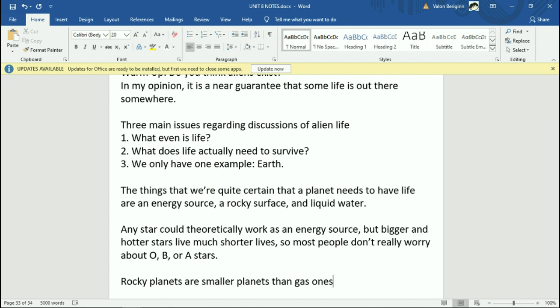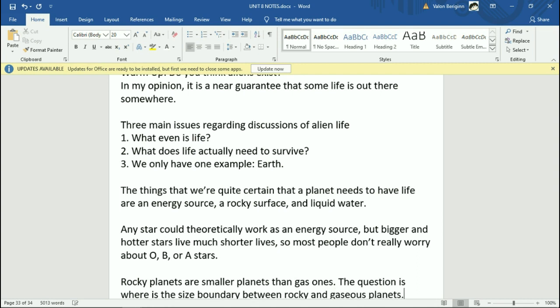And basically, it's when you get to a big enough size, when your gravity is strong enough to pull in such a big and thick atmosphere that it sort of overwhelms any sort of rocky elements inside. And basically, the pressure inside is enough to screw up any sort of surface, and it just kind of dissolves into some sort of gradient mess, and it gets kind of complicated that way. So the question is, where is the size boundary between rocky and gaseous planets? We know it must be between Earth and Neptune, okay?